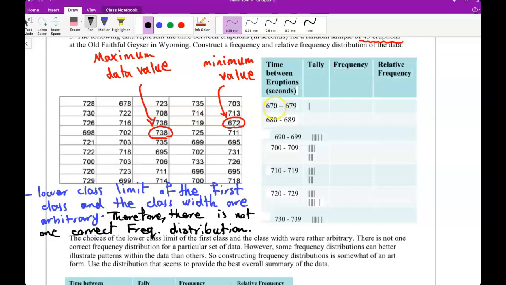What we choose is what the first class lower limit is, and also what we want for class width. We decided to have a class width equal to 10. That's why the first one in the first column is 670, then after that is 680, 690, 700. So adding 10 each time builds the lower limit of each class. Here the class width is 10.